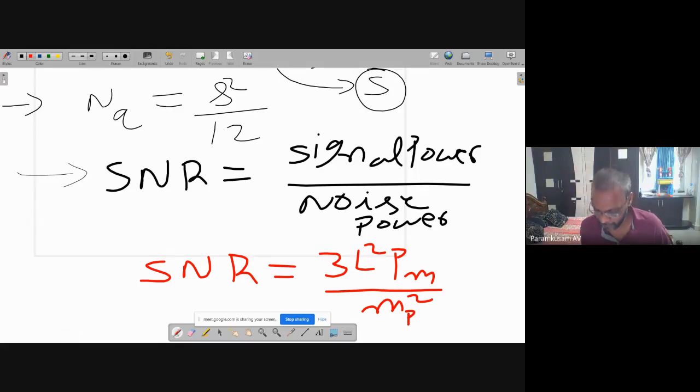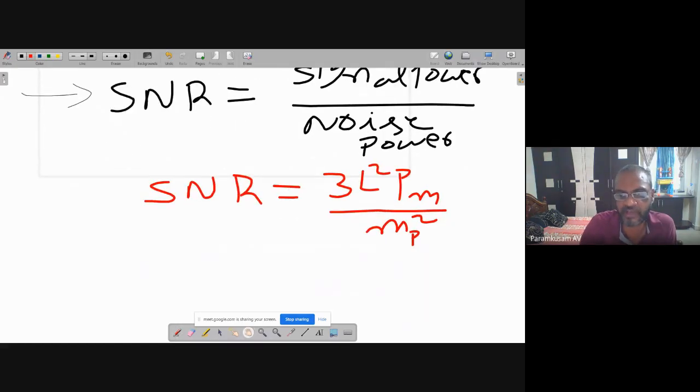3L² P_M by M_P². That is the signal to noise ratio. What is the noise power here? The noise power is equal to M_P² by 3L². So if it is in the denominator, the equation is like this: 3L² P_M by M_P². What is P_M? P_M is equal to the signal power.